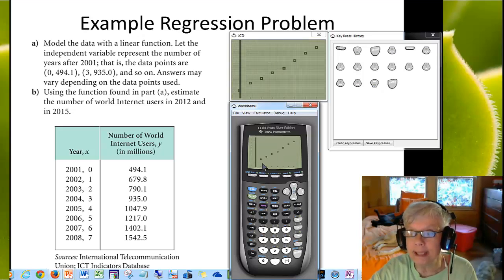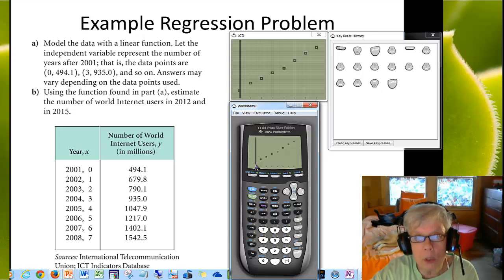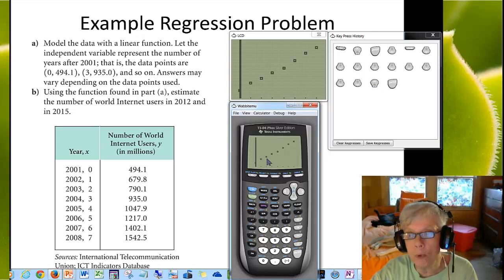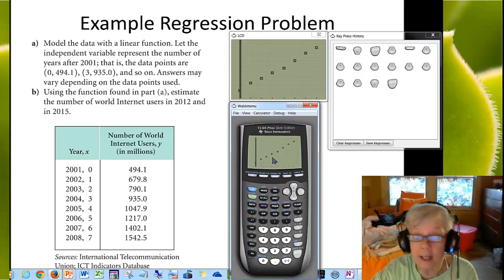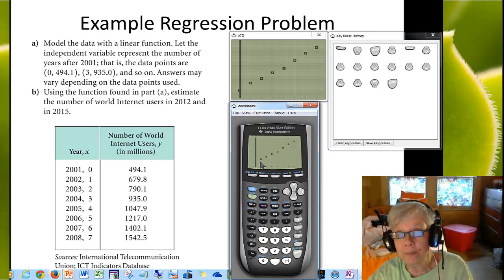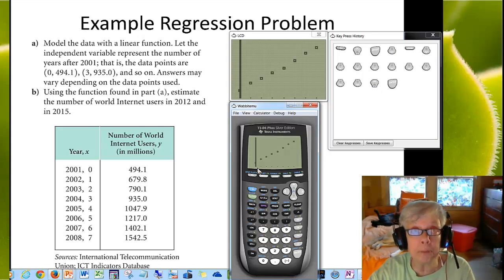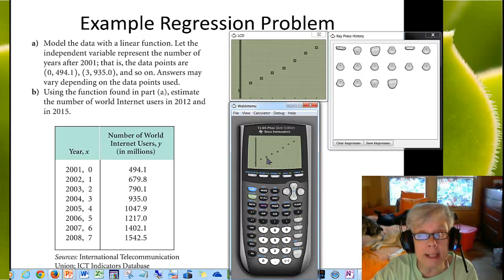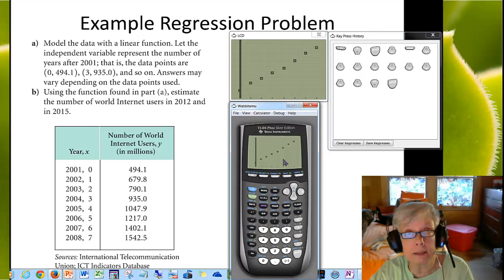These are your data points. This is 0, 494.1. This is 1, 679.8. 2, 790.1. 3, 935.0, and so on. This is called a scatter plot. When you have points, we call them data points when we're dealing with regressions. When you have data points that are not connected with a line, you have a scatter plot.